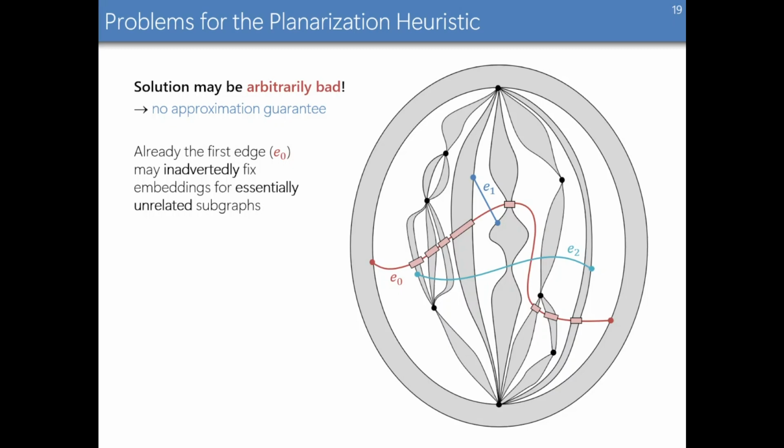And even worse, the turquoise edge didn't require any crossing actually, but now that the order is fixed, it collects an arbitrary high number of crossings. So that's why we know that in general, the heuristic cannot have any approximation guarantee whatsoever.